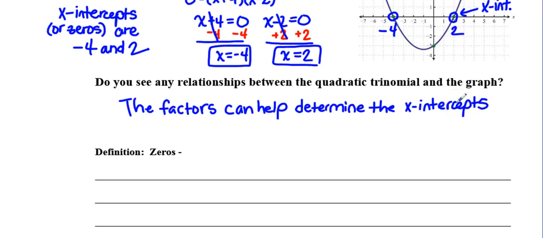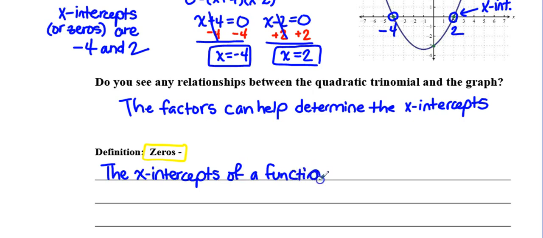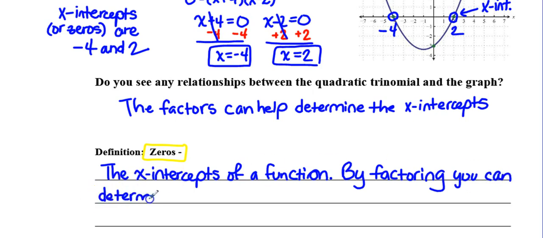Let's now discuss, I wrote that word zeros in parentheses, but now let's actually discuss what it means. So let's highlight that word zeros. Zeros are the x-intercepts of a function. By factoring, you can determine these two values.